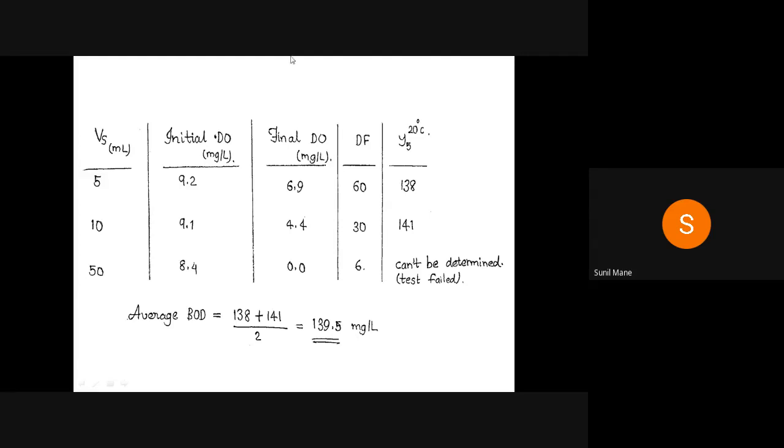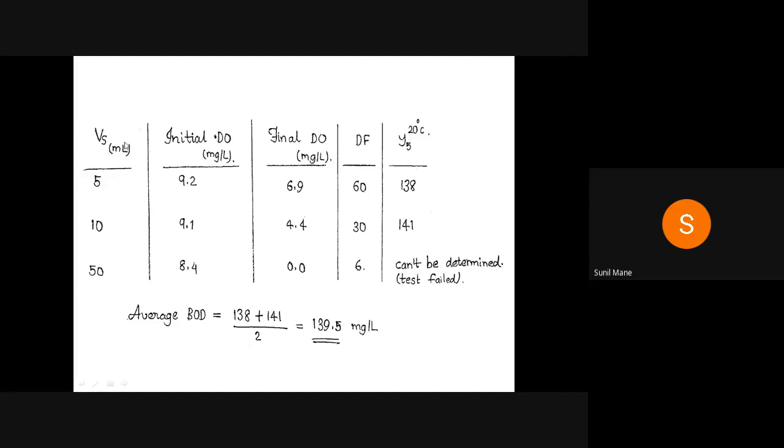In this case we can observe these are the results. This is the first result, second result. Because the third result is failed, we are going to take the average of the two. So the average of the first result and second result, the actual average BOD of that sewage, is 139.5.